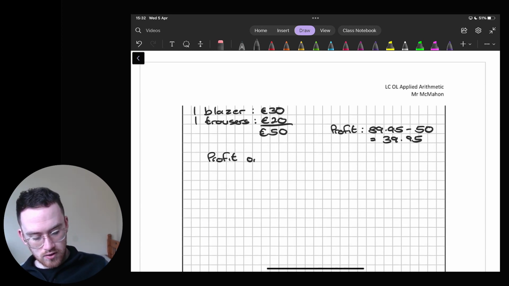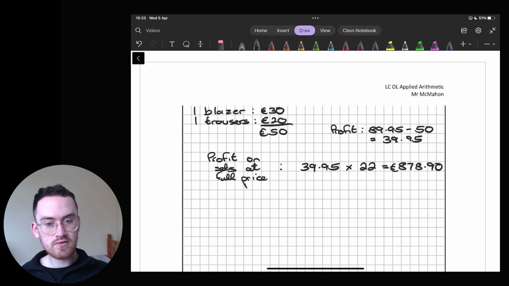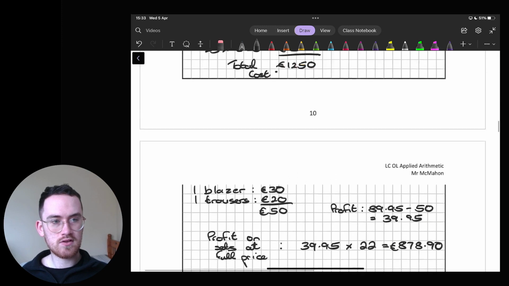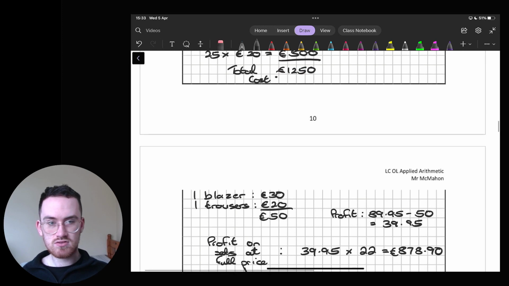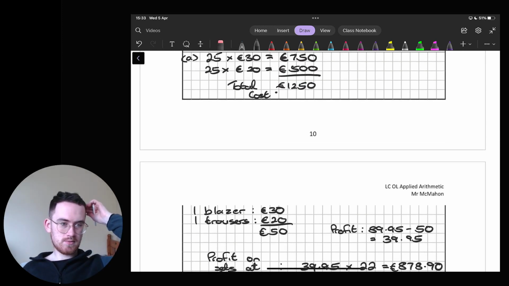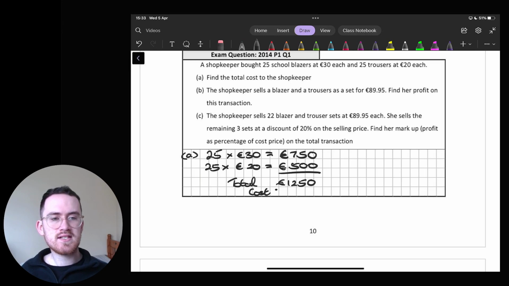So profit on sets at a full price is the 39.95 multiplied by how many she sold, which was 22, and that gives me 878.90. That was her profit on those first few sets. So she's making good profit in fairness, because she's charging nearly double what it cost her. Then for the next part, she sells the remaining 3 sets at a discount of 20% on the selling price.